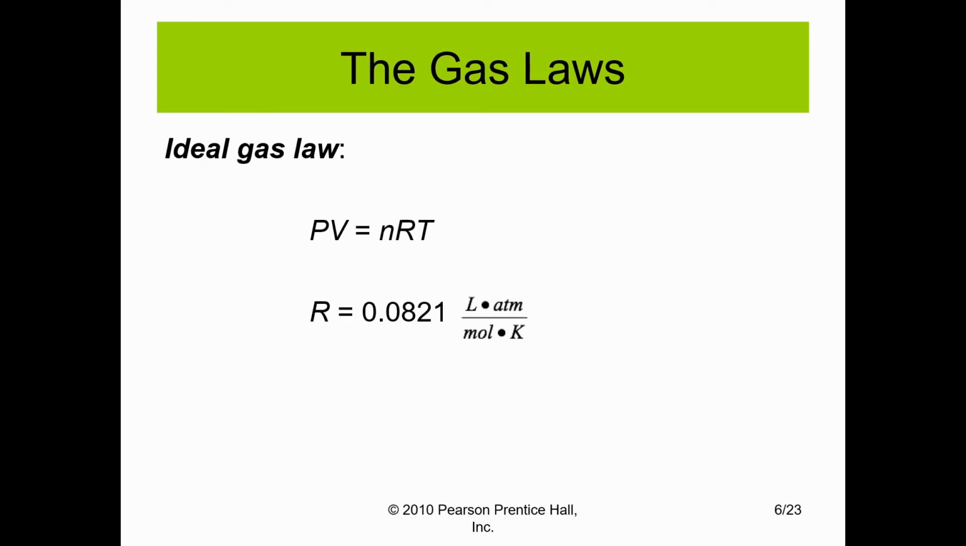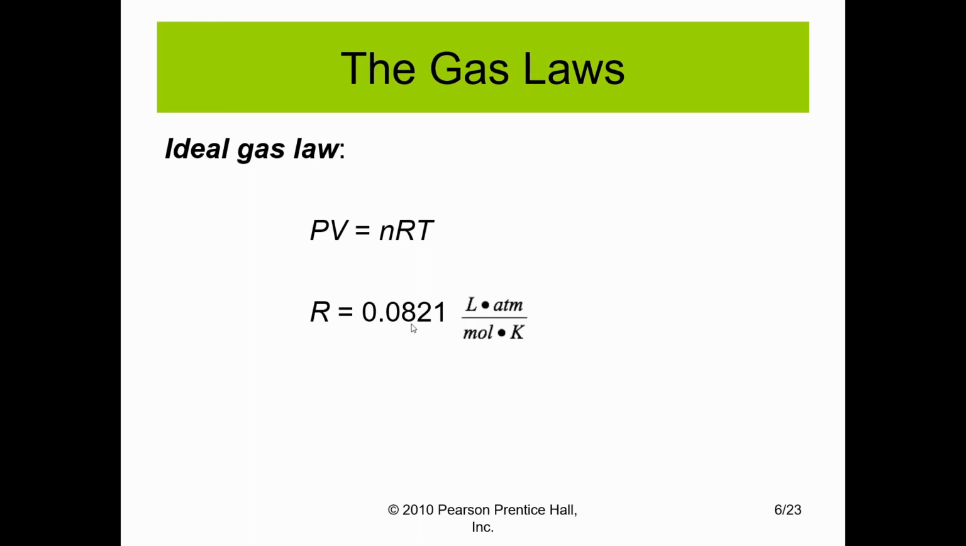When we combine this with the number of moles that are present, we end up with this equation that says the pressure times the volume is equal to n, which is the number of moles, times R, a constant, times the temperature. If we have any three of these four variables, we can calculate the fourth. The R is just a constant, and the R that we're going to use for the scope of this course is 0.0821.